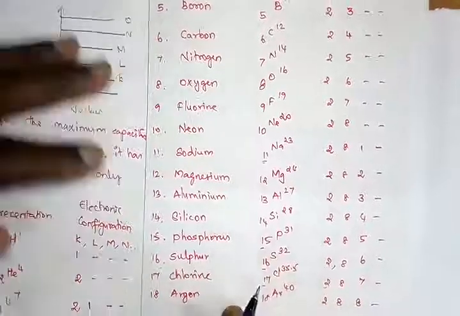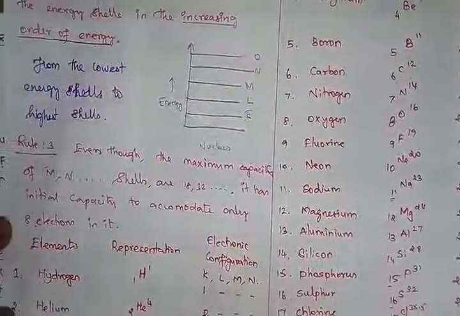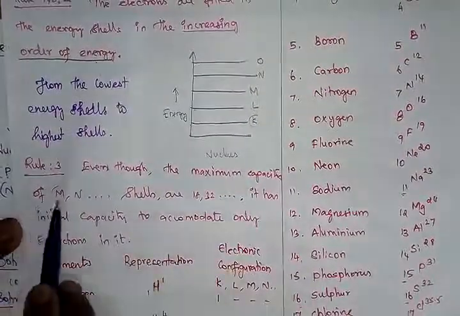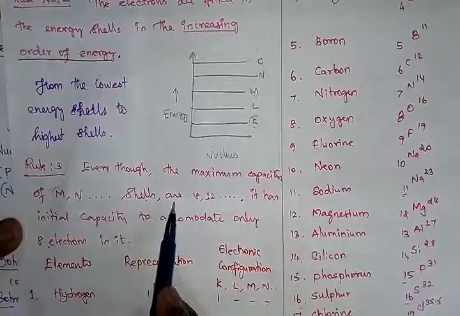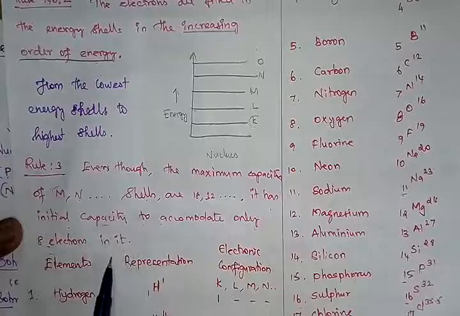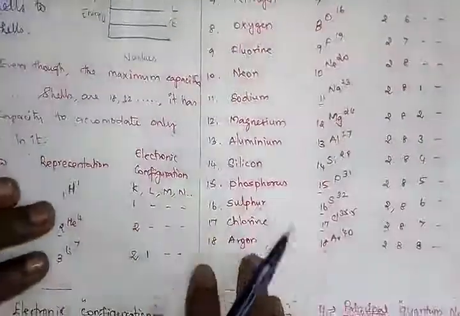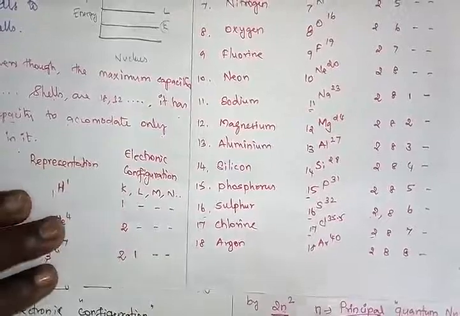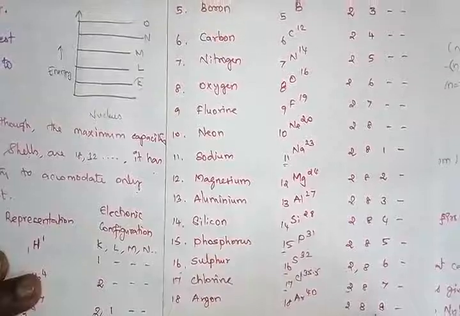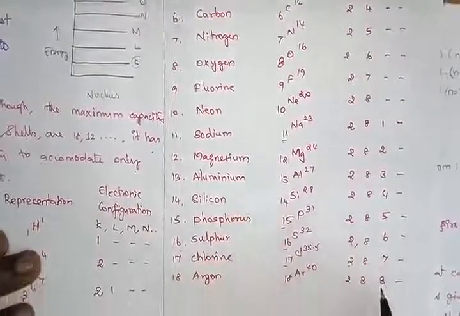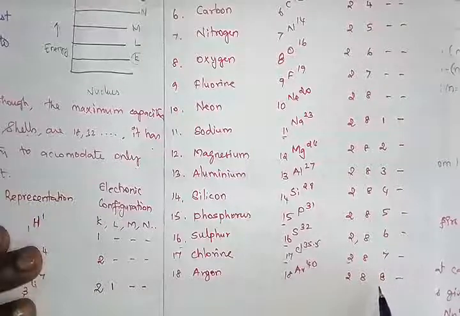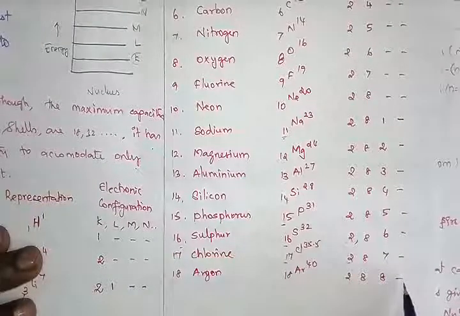So I told you rule number 3. Now you just verify this rule number 3. It says that even though the maximum capacities of the M and N shells are higher, that means 18 and 32, initially they can accommodate only 8 electrons. So come to the next one. The M shell capacity, the third shell capacity, is 8 now. So it cannot accommodate more electrons, right? So the next electron will jump up to the N shell.